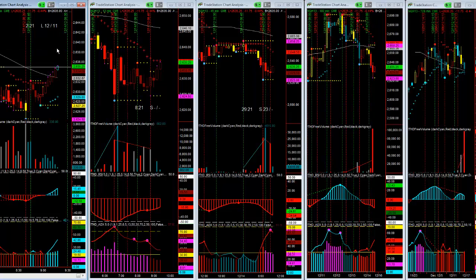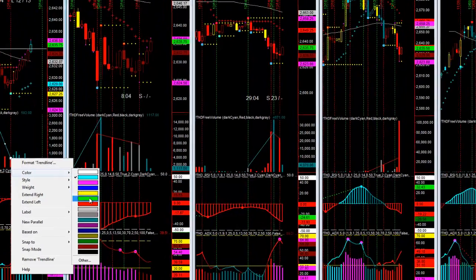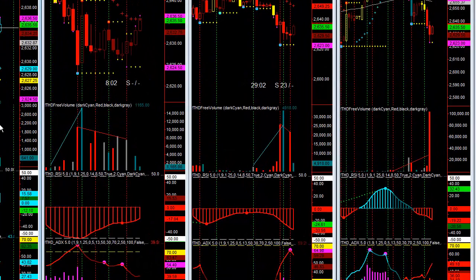Get my green line there, ready to move it. Here you can definitely see sellers have backed off dramatically.